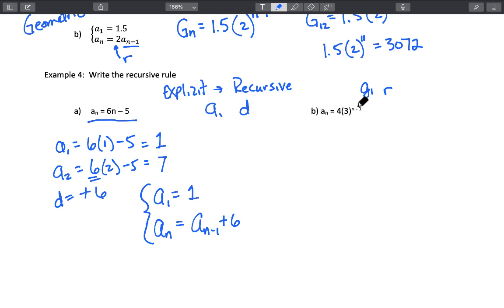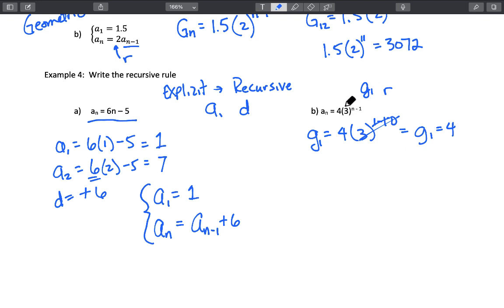All right, next up we got another one here in example 4b, and we said that this is going to be a geometric sequence. Let's start off by finding our first term by plugging 1 in. That gives us 4 times 3 to the 1 minus 1. Well, 1 minus 1 is 0. Anything to the 0 power is 1, and therefore g sub 1 is just equal to 4.